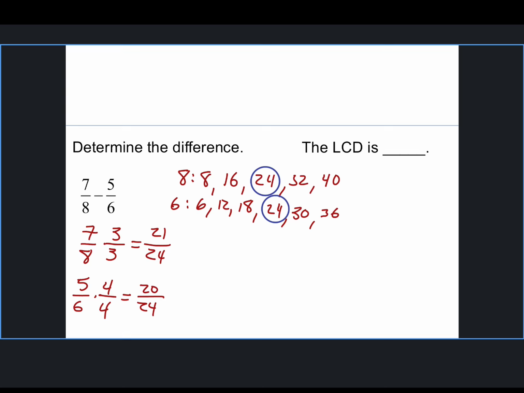So if we're doing subtraction, I'm just going to draw myself a little arrow here. That's terrible. But it equals 21 over 24 minus 20 over 24, which is 1 over 24. How do I know it's 1? Because you're subtracting the numerators and the denominator stays the same. Exactly. So 21 minus 20 is 1.